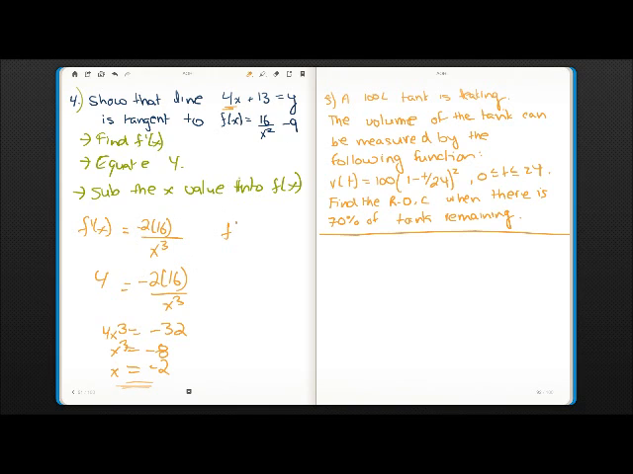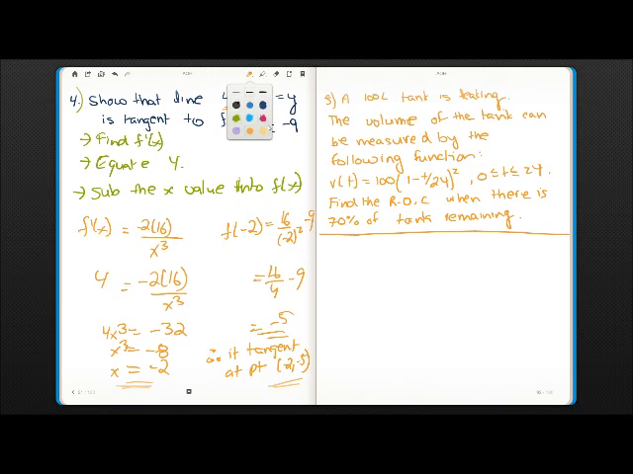Then we just find f at minus 2, and that will be 16 over minus 2 squared minus 9, 16 over 4 minus 9, and that will just give you minus 5. Therefore, it's tangent at the point (minus 2, minus 5). So that's pretty much it for this question, and that would be the answer.